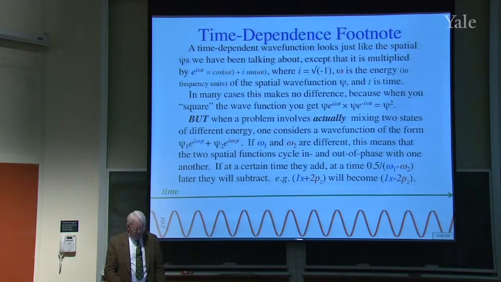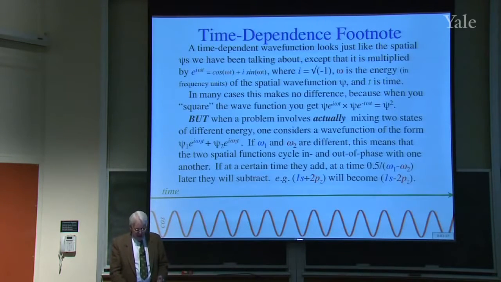So it says, when a problem involves actually mixing two states of different energy, one considers a wave function of the form psi 1 times e to the i omega 1 t plus a different psi, the other wave function, times e to the i omega 2 t. Now, if omega 1 and omega 2 are different, this means that the two spatial functions cycle in and out of phase with one another. If at a certain time they add, at a time a half divided by the difference in frequency later, they subtract. So 1s plus 2pz will become 1s minus 2pz.